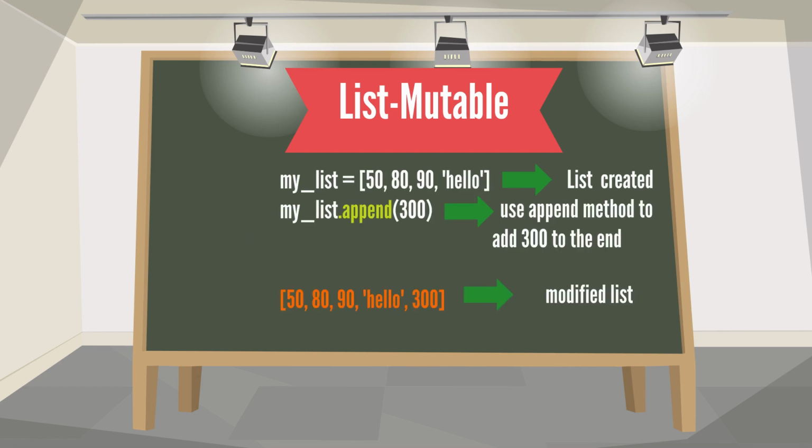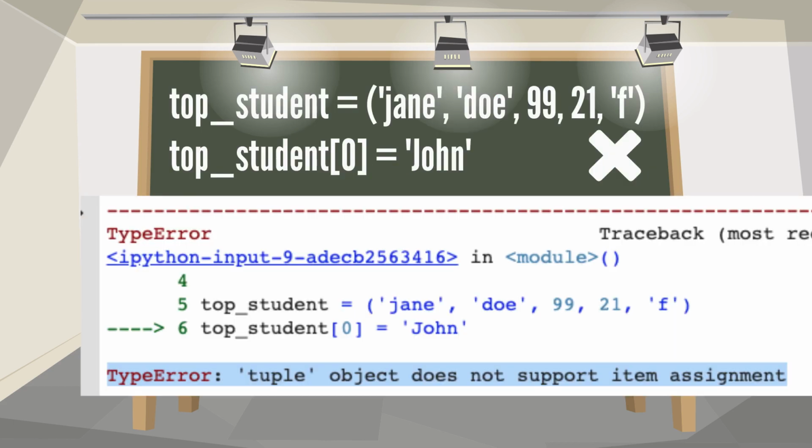When a structure is mutable, you can not only change an element, you can also add new elements or remove existing elements. In this example, integer 300 is added to the end of the list using the append method. However, when a structure is immutable, all these operations cannot be done. Once an immutable structure is created, you cannot change any element. So, in a tuple, if you try to change the first element from Jane to John, you will get an exception thrown.